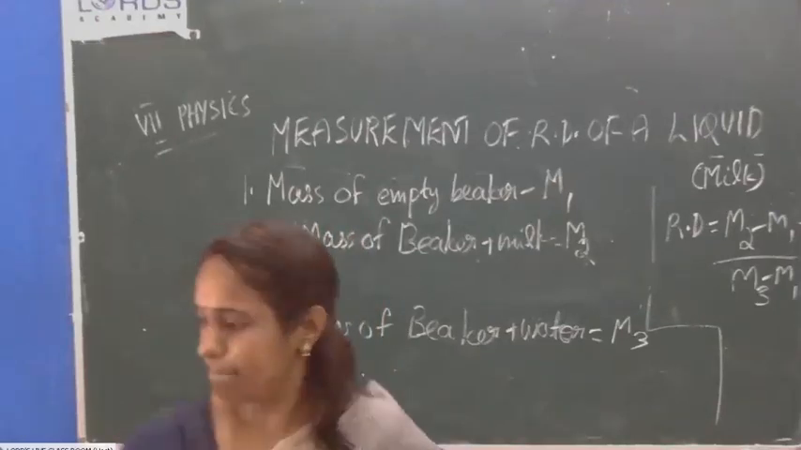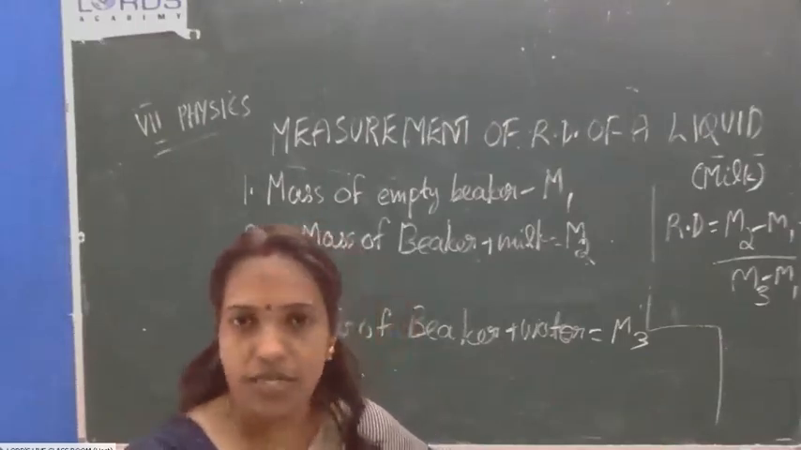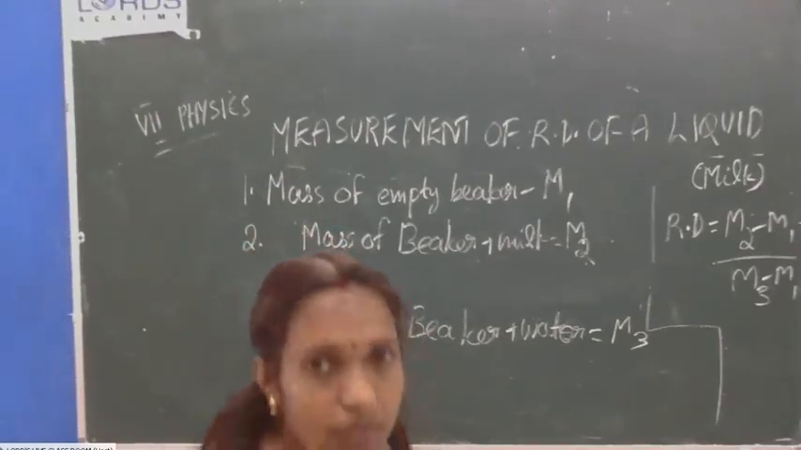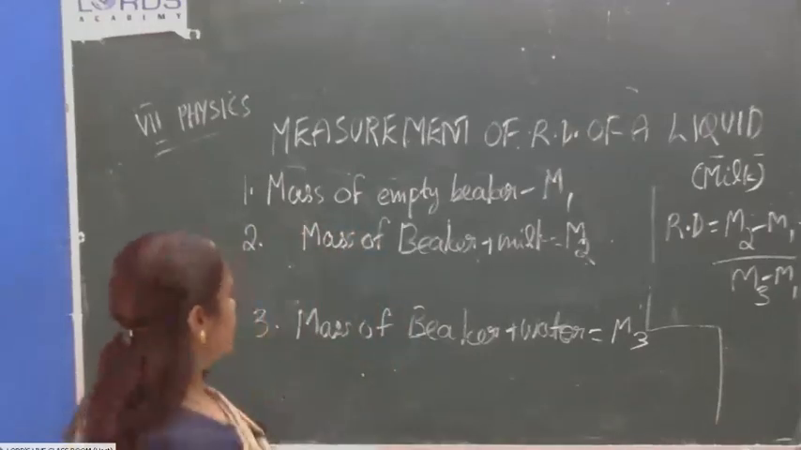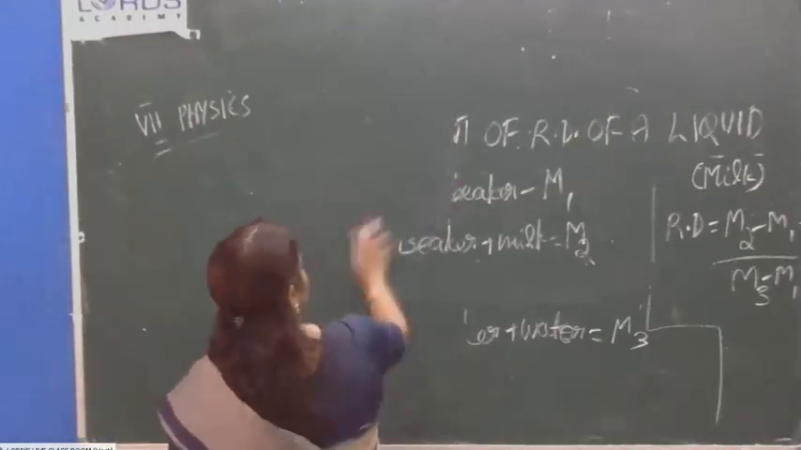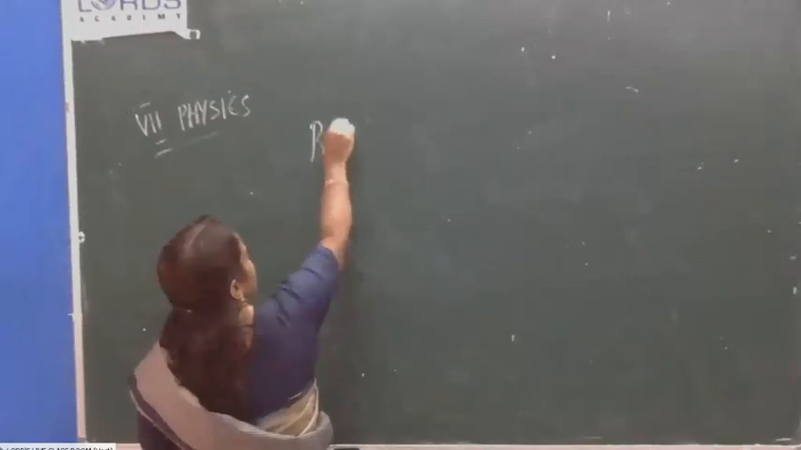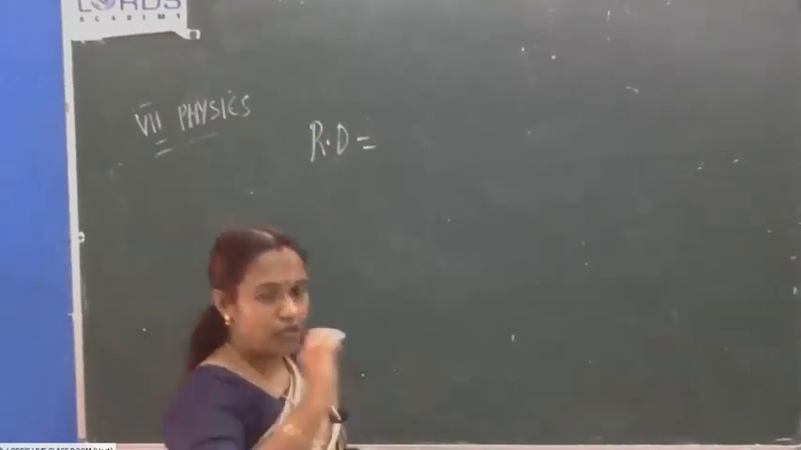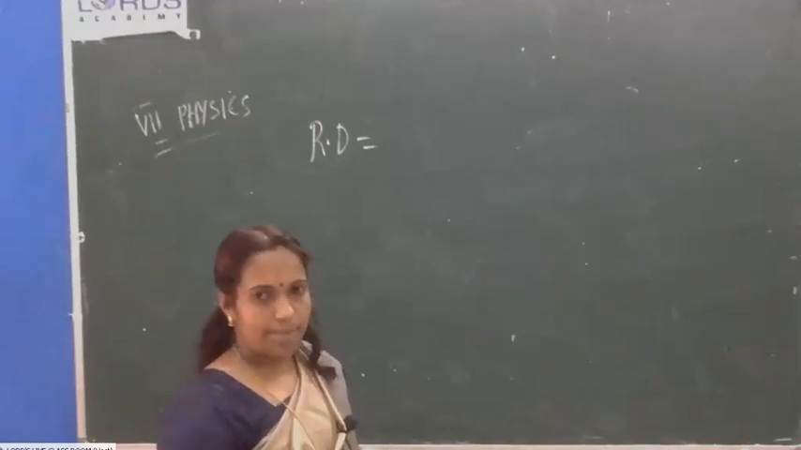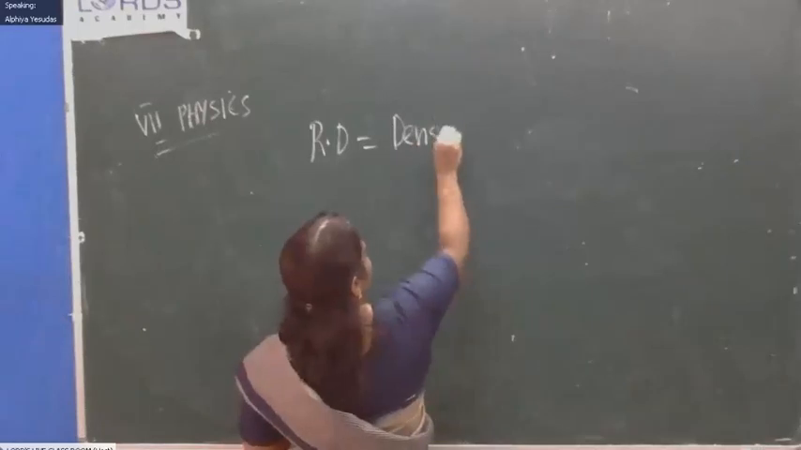Okay. One more thing in relative density. Now, all of you wrote? Yes. Okay. One more thing in relative density. It's very simple. What is the equation for relative density in terms of density? Not in terms of mass. Yes, correct.